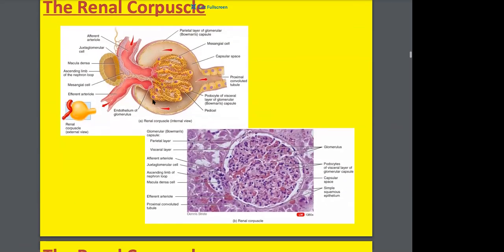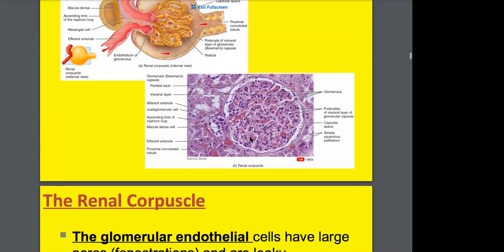Okay. So this is a better view of what this actually looks like. We're looking at the renal corpuscle here, which includes the glomerulus and the Bowman's capsule. When we look at it at an external view, we would see something like this. We know that it's completely covered and that the glomerulus would be inside.